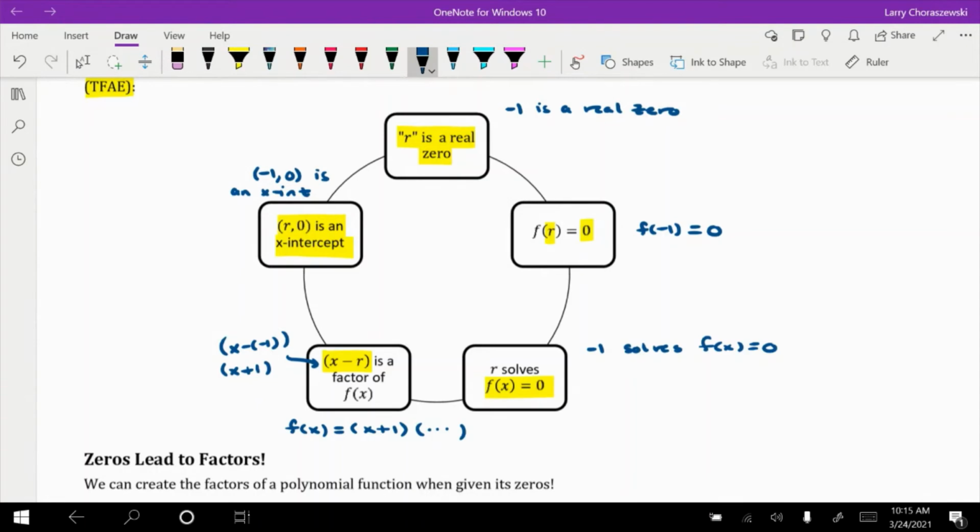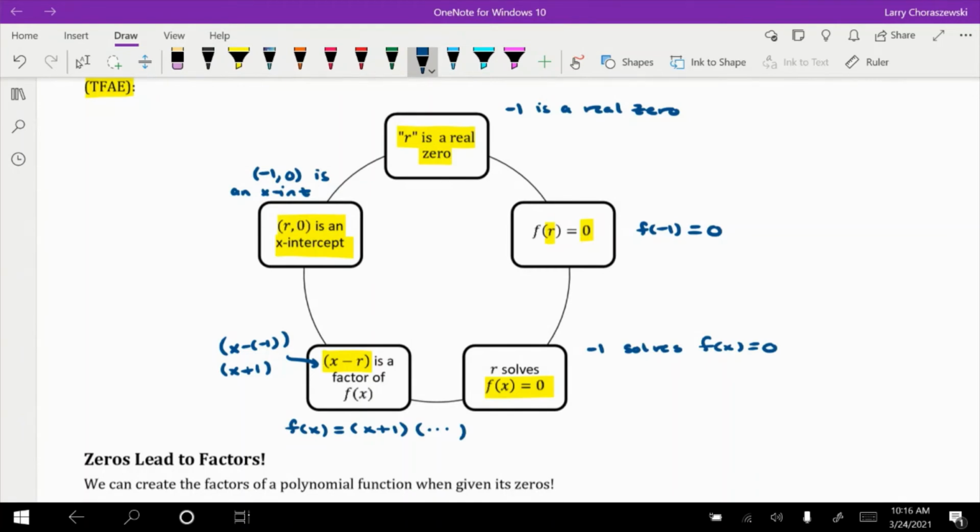So a lot of results here, and we won't necessarily have to use all of them at one time when working with a real zero. Usually it's just, okay, based on the information you have, can we jump to one of the other results? So for instance, if we know that r is a real zero, then one thing we might be able to do is begin to construct the function that it's a zero of.